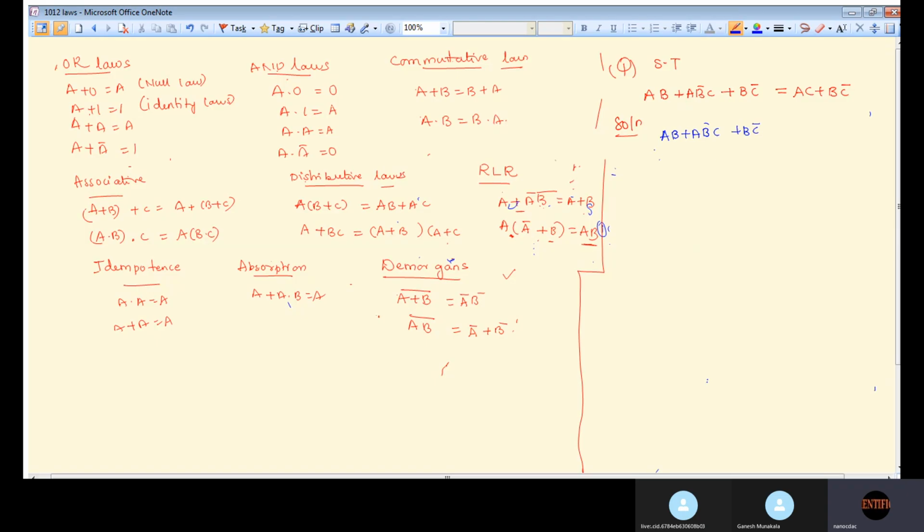Okay. So what can we do with this? What we can do? So A we can take as common, B plus B bar. Okay. Next, B plus C we can take, BC bar. Okay. So this will be equal to AB plus AC plus BC bar. Okay. So we can again write it as AB into C plus C bar.